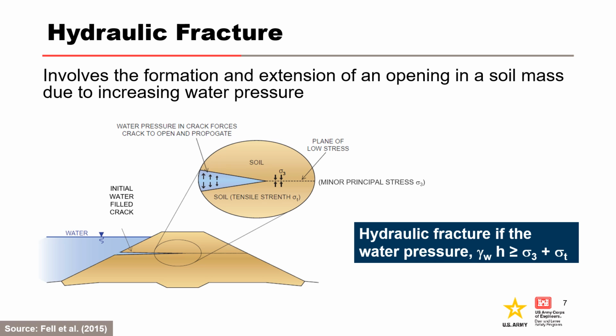Hydraulic fracture involves the formation and extension of an opening in a soil mass due to increasing water pressure. In the figure, an initial opening forms on the upstream side of the core due to a defect or crack. The water pressure in the initial water-filled crack increases, for example due to an increase in reservoir level. If the water pressure in the crack exceeds the sum of the minor principal stress and tensile capacity of the soil at the crack tip, then the crack is jacked open and it extends further into the core. The process progresses from upstream to downstream.